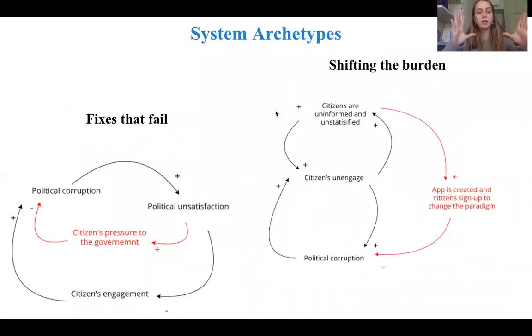So there are 2 system archetypes. One is fixes that fail, because more political corruption leads to more political dissatisfaction. So this leads to civic engagement being less. This is like a fix, because they think that by disengaging, politicians will understand there's a problem and act, however, it's not occurring. And also shifting the burden, because if an app is created and citizens sign up to change the paradigm, probably this will lead to less political corruption.